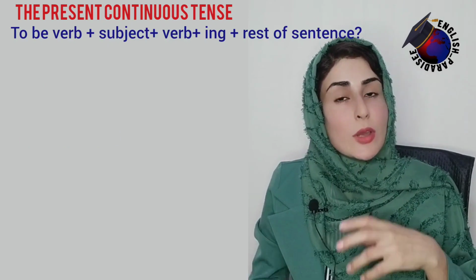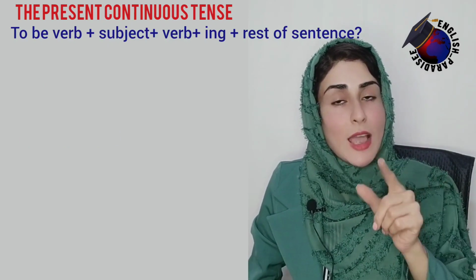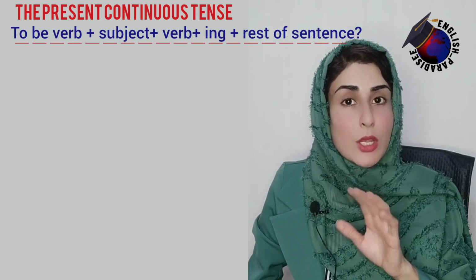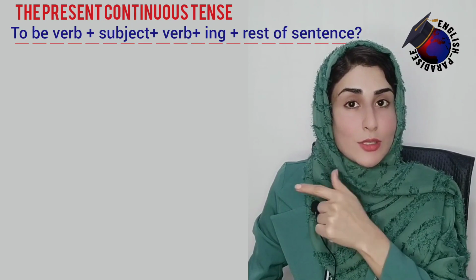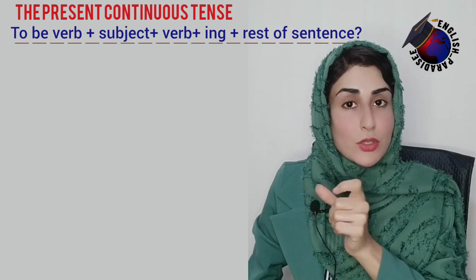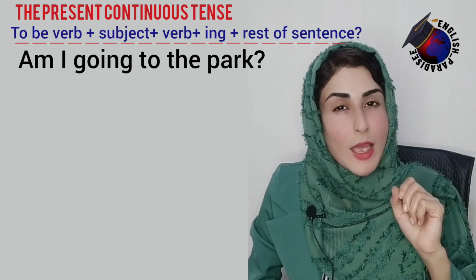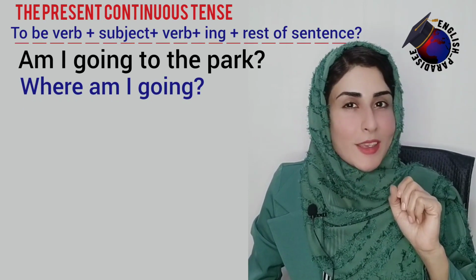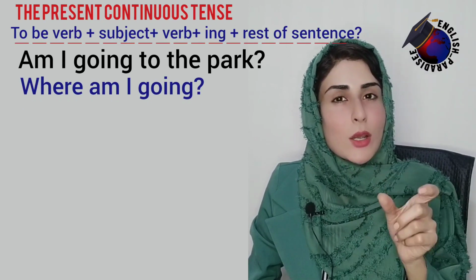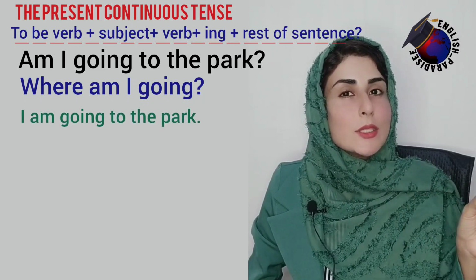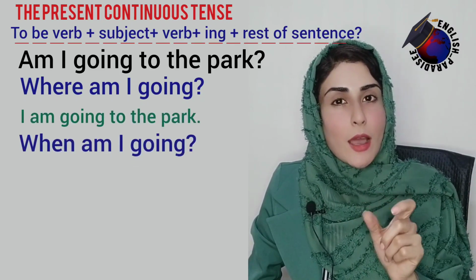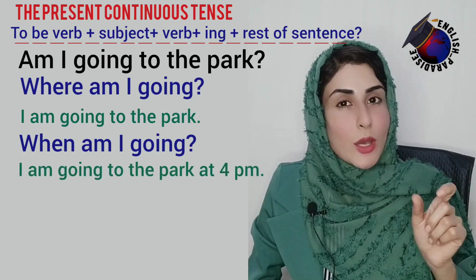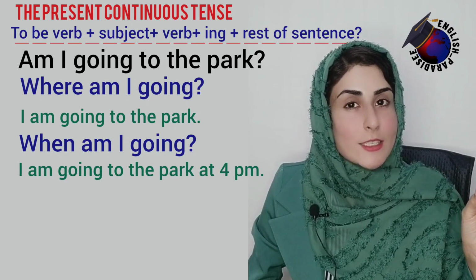And if you want to add WH question words, just add WH question words in this order. Okay, remember, don't change this order, this structure. I mean the question structure. For example, say, am I going to the park? Where am I going? The answer would be, I am going to the park. When am I going? The answer would be, I am going to the park at 4 p.m.